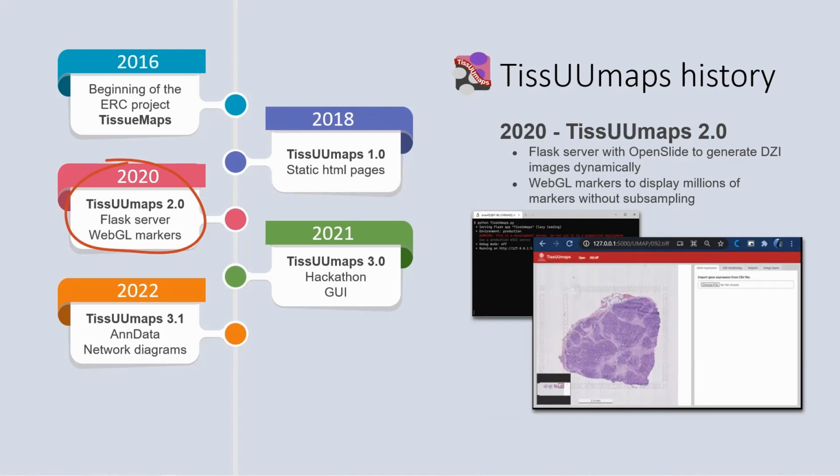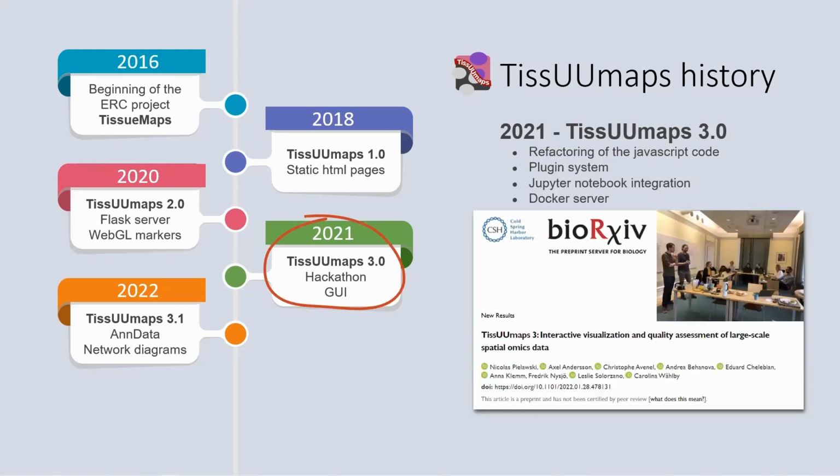So it's way more powerful to display, for example, in situ sequencing data, where you have up to 10 million markers on one sample. Then in 2021, we released TissUUmaps 3 after a big refactoring of the whole code and adding plugins and Jupyter integration, so that you can run TissUUmaps in the notebook, and also deploy everything as a Docker server, so that if you have, for example, a Kubernetes instance, you can deploy TissUUmaps on it and have many collaborators working on the same instance and share the data.